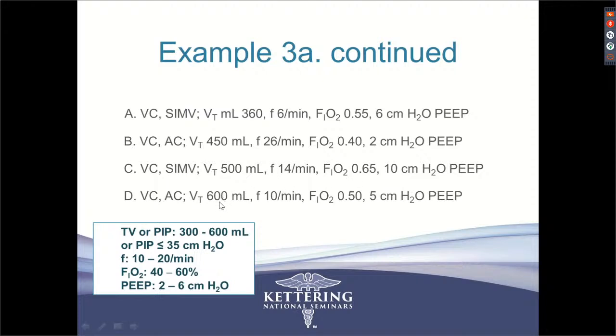Could I do 600? Yeah, and again, I know some of you are saying, whoa, that's a really high tidal volume. But this is the only answer, as you'll see here. That is in my range. Could I do that rate? Yes, I could do that. Could I do that FiO2? Yes, I could do that. Could I do that PEEP? And so basically, this is the only answer that has everything within the ranges that I've given you. All right? And so that's going to be the right answer. That's how you would pick the right answer.